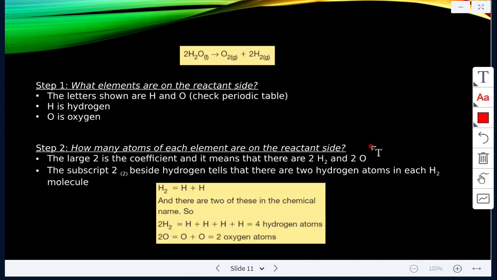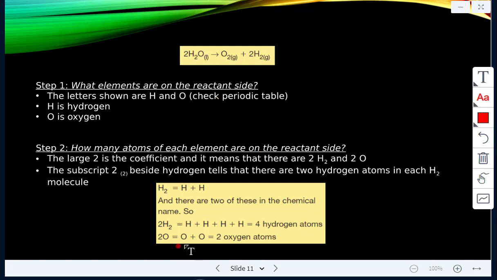So on this side, H2 means H plus H, and there's 2 of these because of the coefficient of 2. So therefore, it's H plus H plus H plus H, which gives us 4 hydrogen atoms. All right, the other way you can do that is multiply the coefficient with the subscript. So 2 times 2, which gives me 4. So 4 hydrogen atoms.